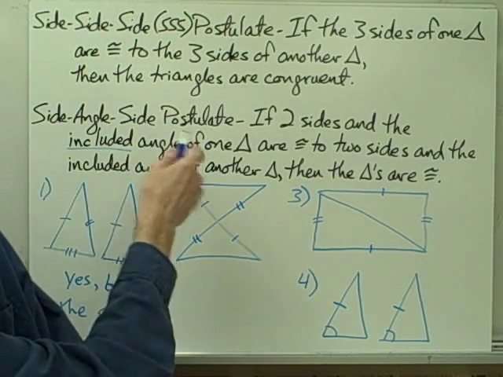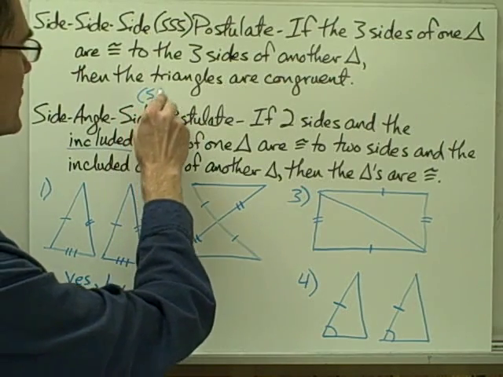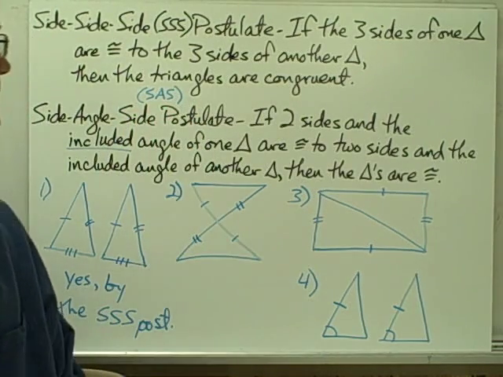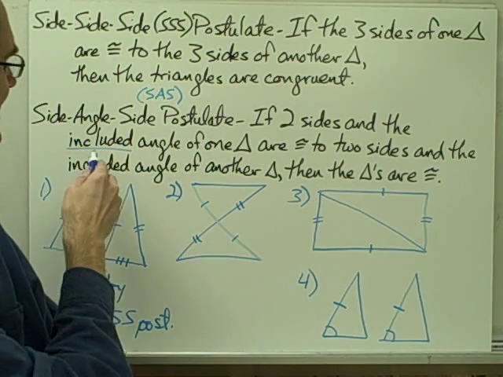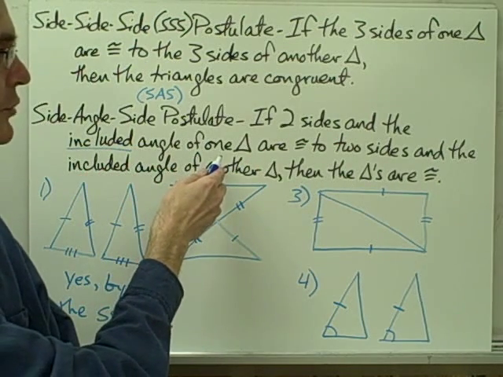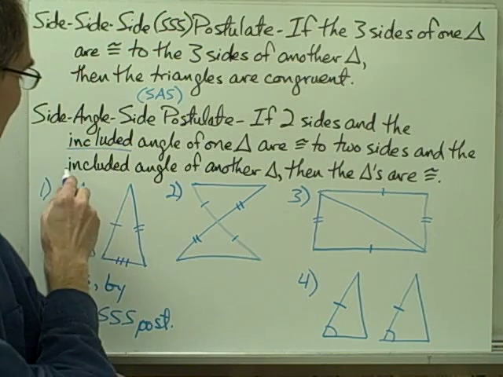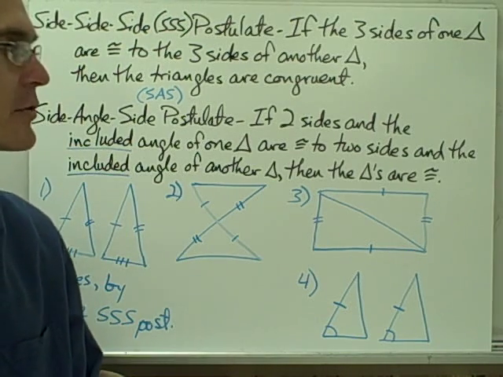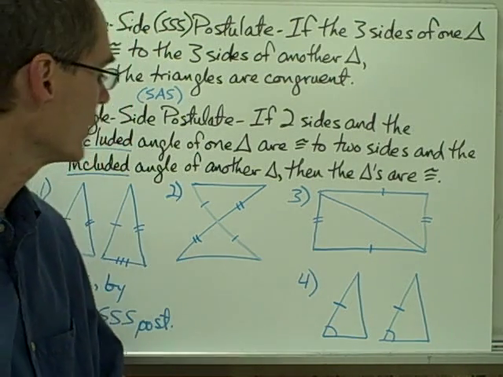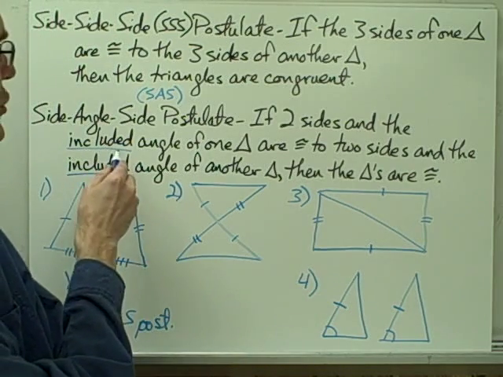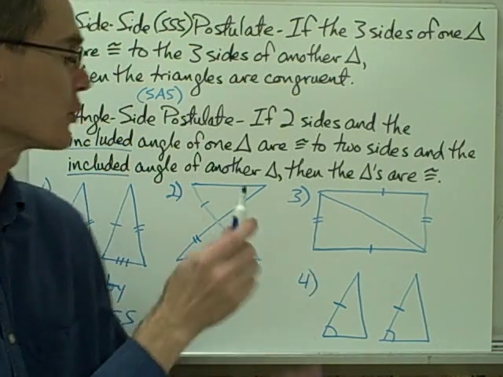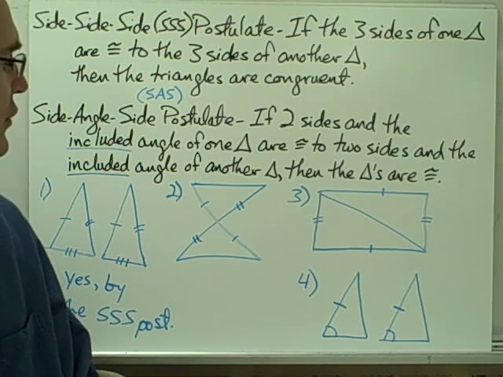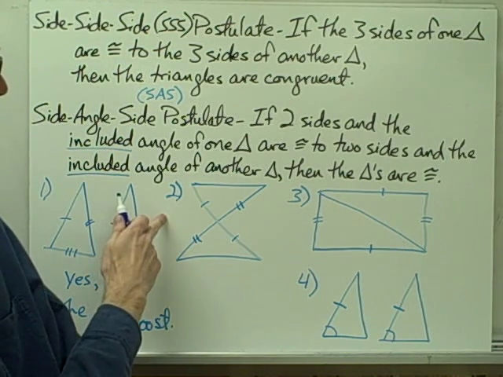Now the side-angle-side postulate, which is abbreviated SAS, says that if two sides and the included angle of one triangle are congruent to two sides and the included angle of another triangle, then the triangles are congruent. Well, the included angle just means the angle that's between those two congruent sides. So, for example, take a look at example number 2.